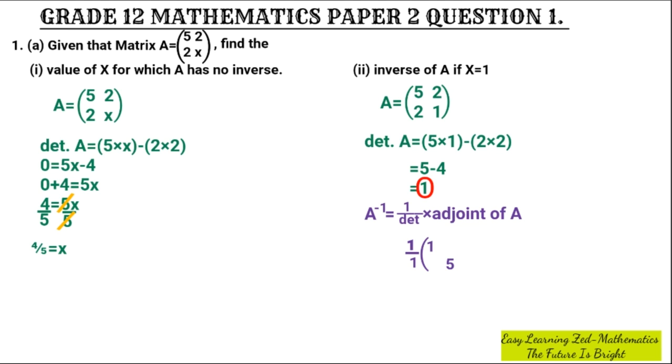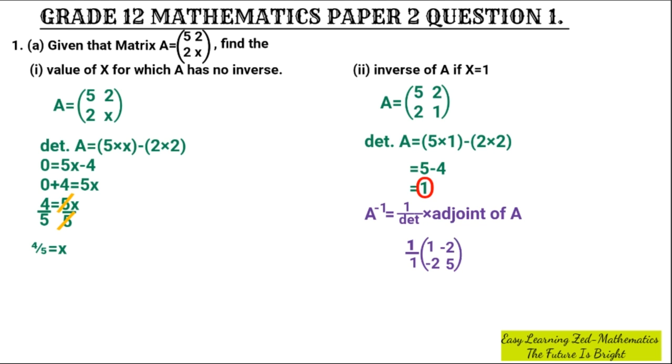Now the numbers in the trailing diagonal will change their signs. Since they are positive, they will become negative. That means there we're going to have -2 on top, and down here we're going to have -2. These numbers have just changed sign. Then we're going to close this matrix.